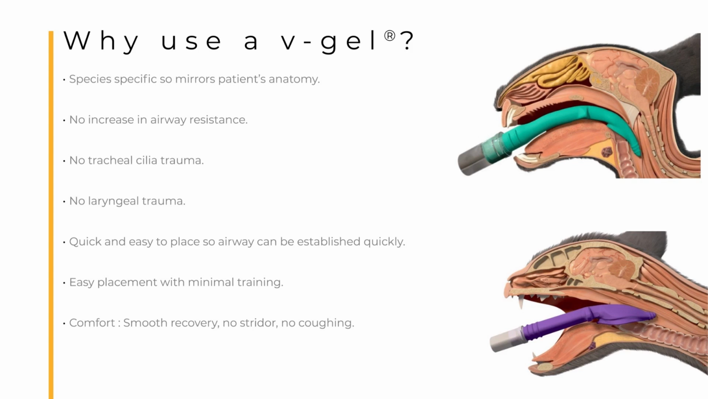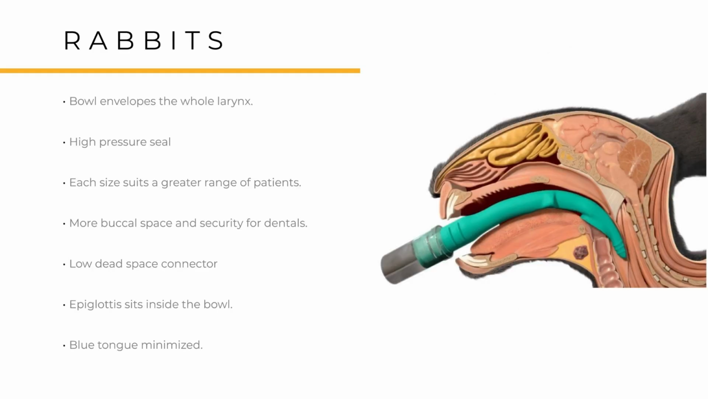Anyone can place a V-gel with minimal training. The patient's anatomy and the device does all the work for you. The user is simply providing the momentum to push it into place. Increased comfort for your patient with a much smoother recovery. The bowl or skirt envelopes the whole larynx and creates a high-pressure seal.